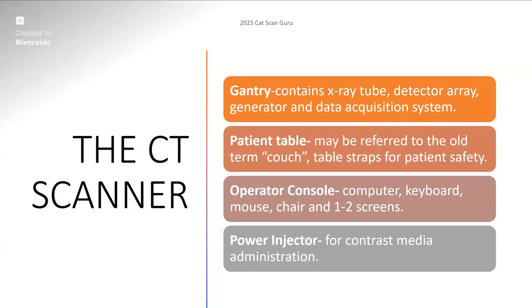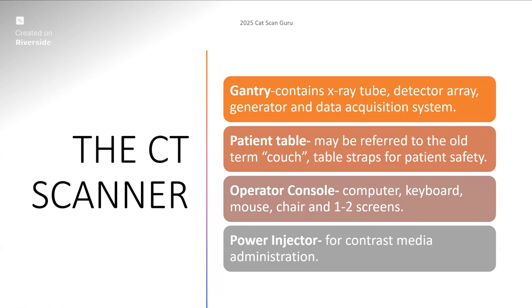Then you have your operator console, which is composed of your computer, your keyboard, your mouse, your chair, and sometimes either one or two screens. I know all the CT scanners at my hospital, which we have 5, they all have dual monitors. And then you have your power injector for contrast media administration. That's basically the components of what you see inside of a CT scanner.